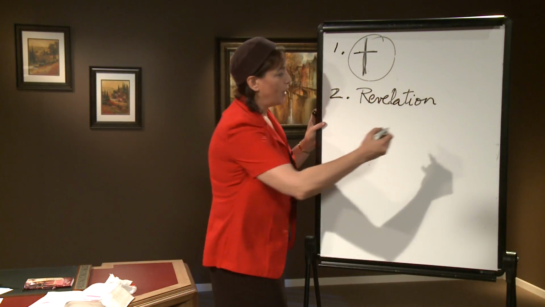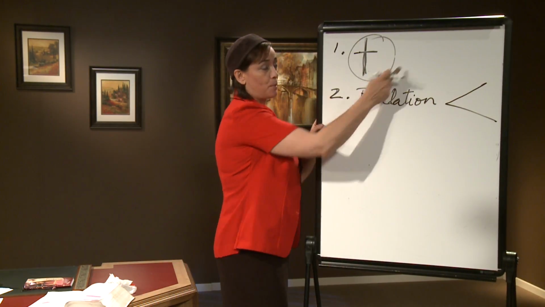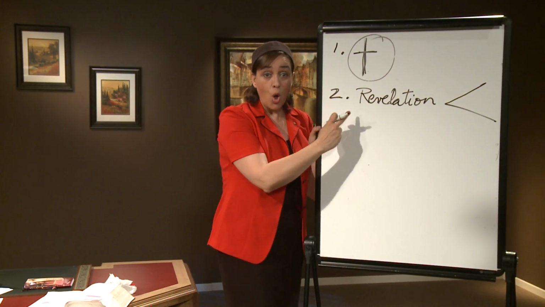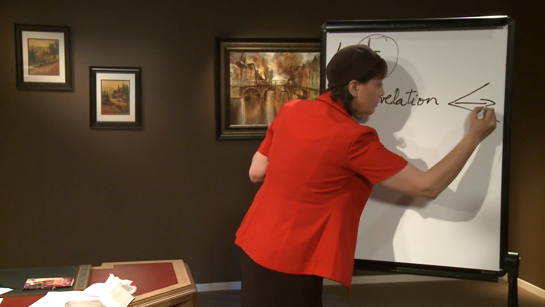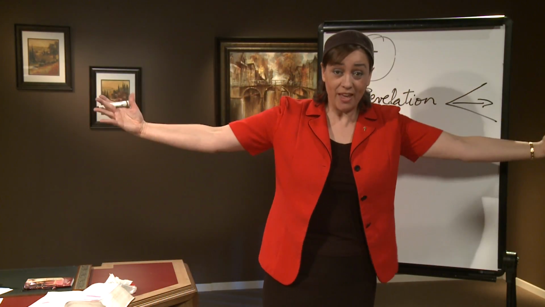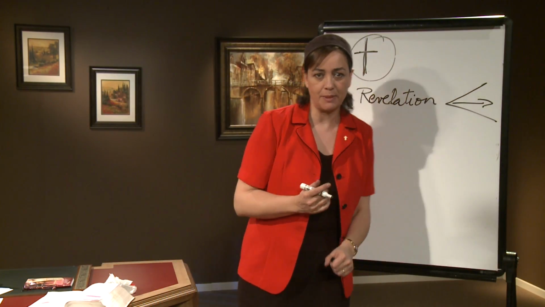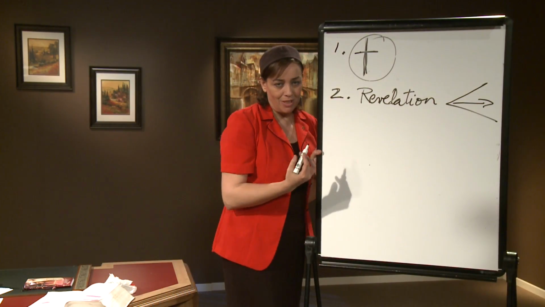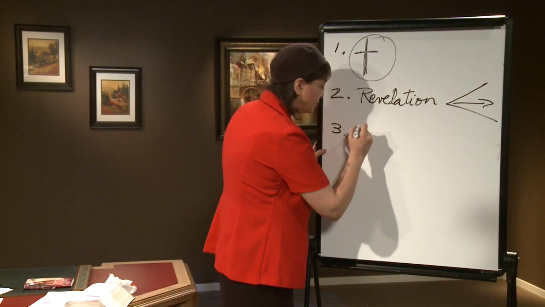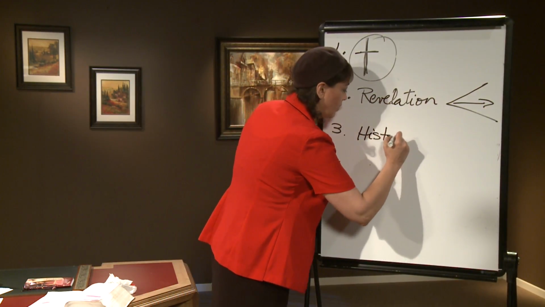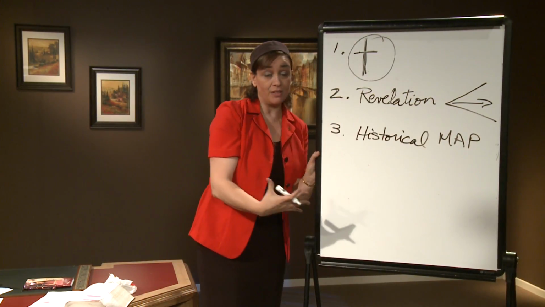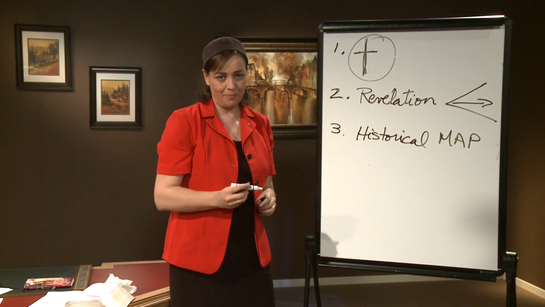So we have the first principle being it's all about Jesus, Old Testament, New Testament. Second principle, all the revelation is progressive, which means we get a little at the beginning and it grows until we understand that the whole thing was about Jesus Christ, the law, the prophets, and the Psalms. Because the whole Bible is about Jesus, it's very important that you do what we call a historical map of the Bible, so that you understand how the plan of salvation is progressing in the Bible.